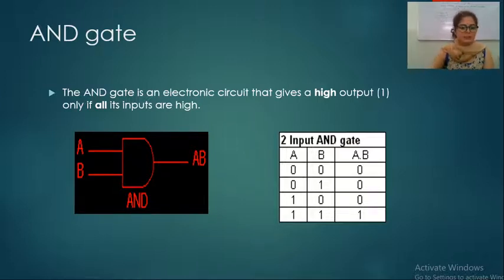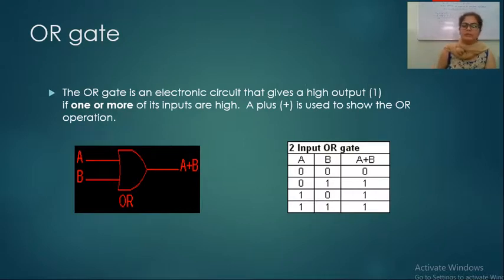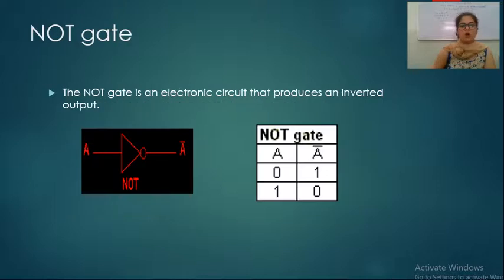Next is the OR gate. The OR gate gives a high output if one of the inputs is high. The OR gate is an electronic circuit that gives a high output if one or more of its inputs are high. The plus symbol is used to show the OR operation. This is the symbol, and this is the truth table of the OR gate. Next is the NOT gate. The NOT gate is used to produce the complement of the input. It is an electronic circuit that produces an inverted output. So if the input is 0, you will get output as 1. This is the symbol of the NOT gate, and this is the truth table.